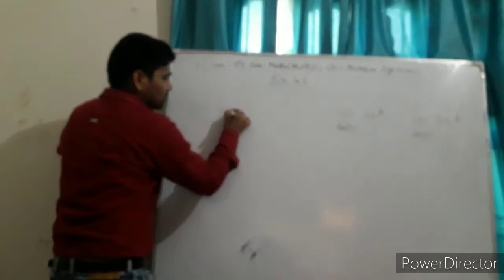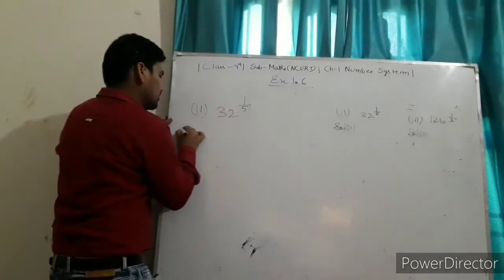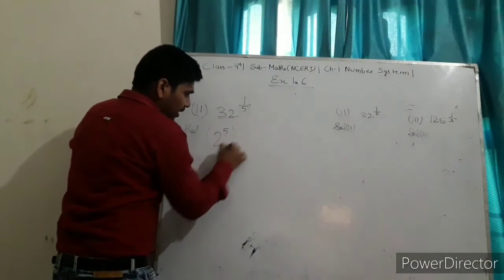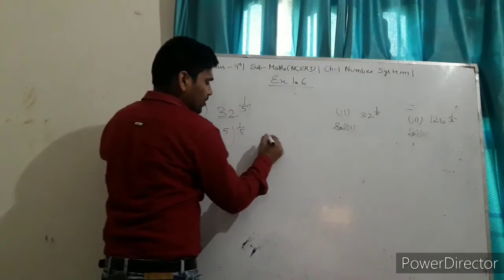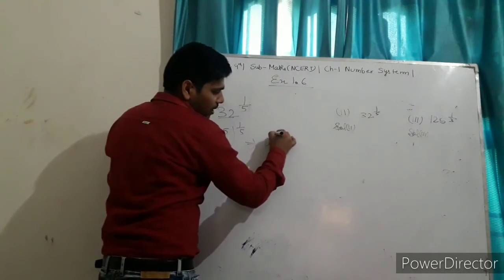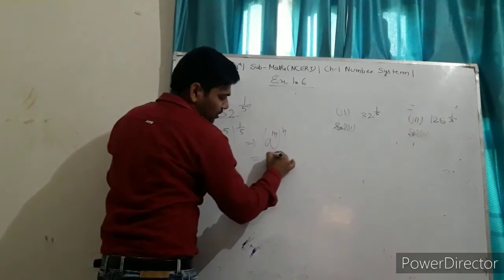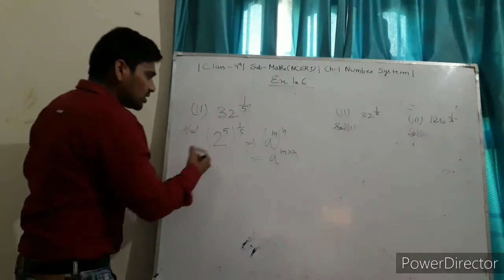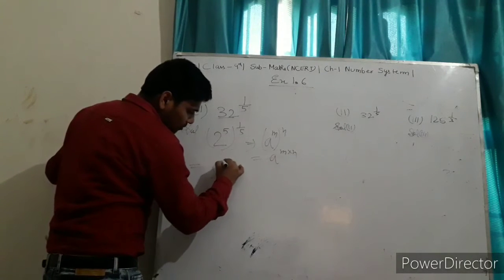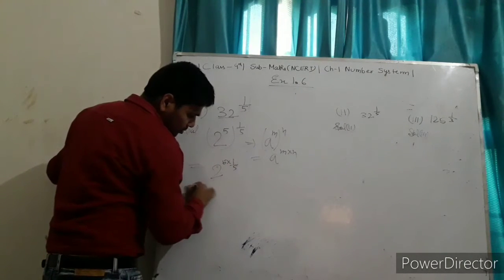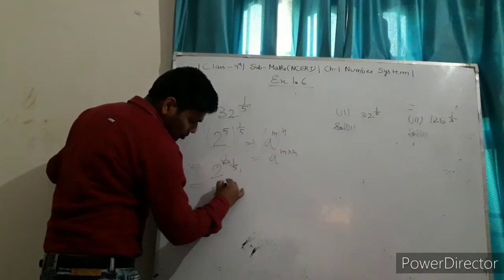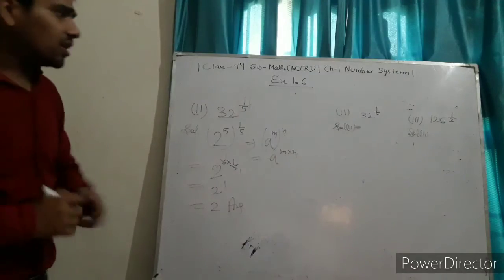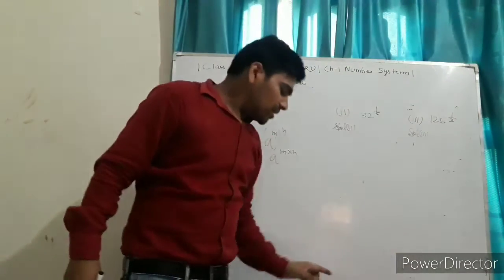This is your 32 raised to power 1 upon 5. Similarly, 32 is 2 raised to power 5, and again raised to power 1 upon 5. Similarly, (a raised to power m) raised to power n is a raised to power m into n. So this is 2 raised to power 5 into 1 upon 5, the 5 cancels, so this is 2 raised to power 1. It is 2, answer. I think you have got it. The remaining sum you have to try yourself.